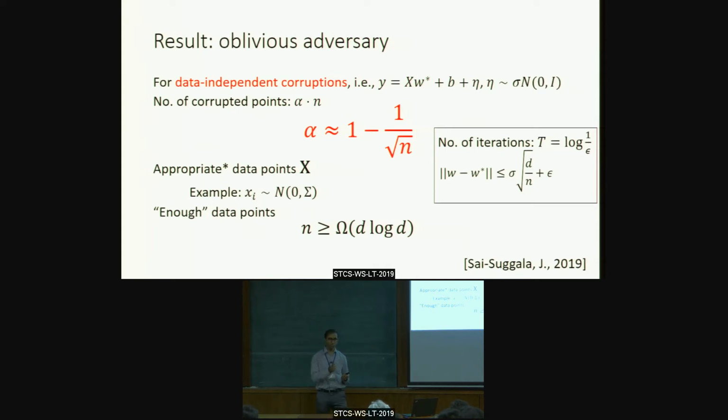Then we didn't. We would have an estimate of alpha. We'll just take the top alpha n guys, and that's it.